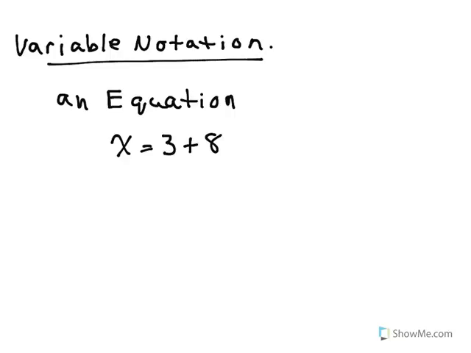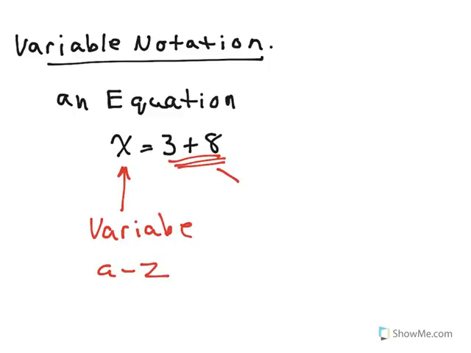Variable notation. In an equation such as x equals 3 plus 8, x is called our variable. We use all letters of the alphabet, A through Z, to represent some unknown number. The 3 and the 8 are called constants.